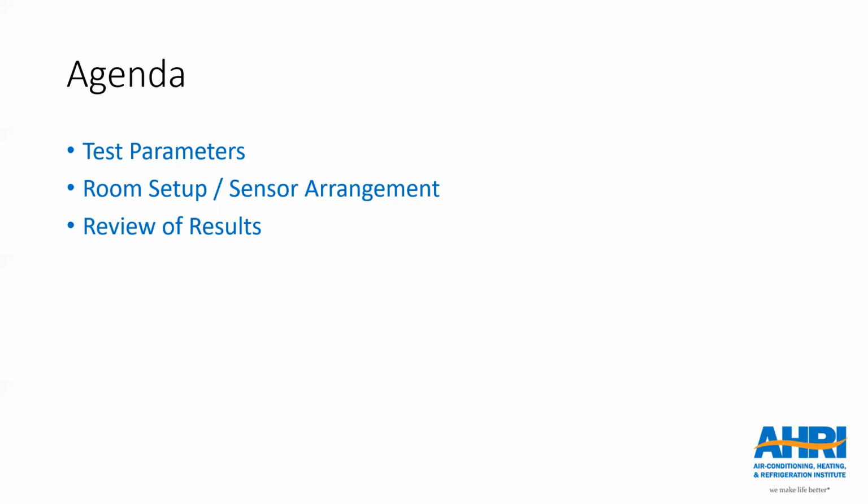So today we're going to go over really quickly some of the test parameters, some of the items we varied. We're going to talk a little bit about room setup and the sensor arrangement for the refrigeration tests that were conducted. And then finally, we're going to dive into some of the actual data and look at some of the specific cases of conditions that we reviewed as part of the test program as it was ongoing. Next slide, please.